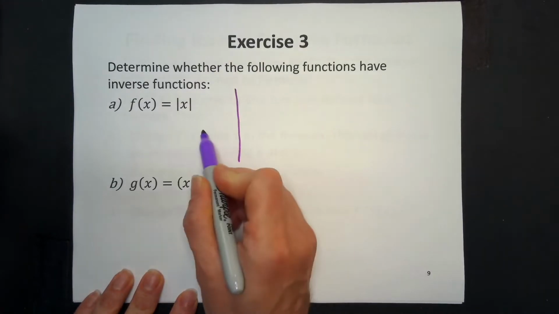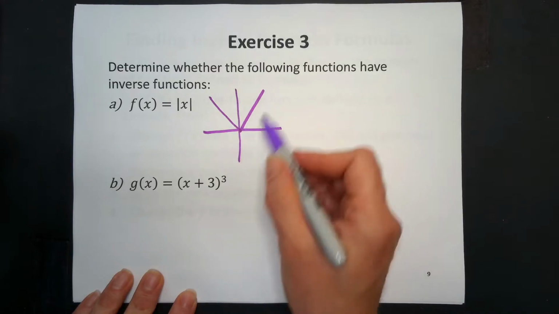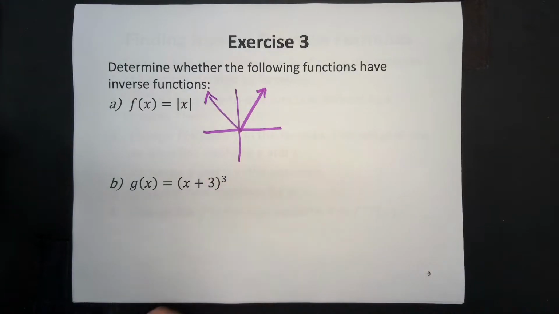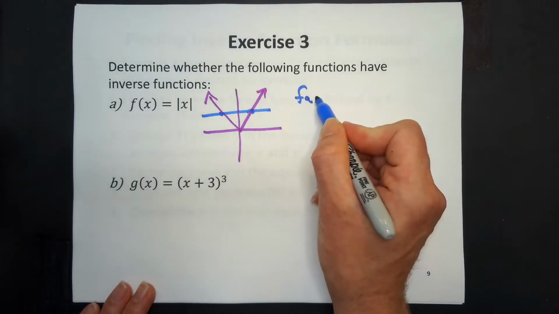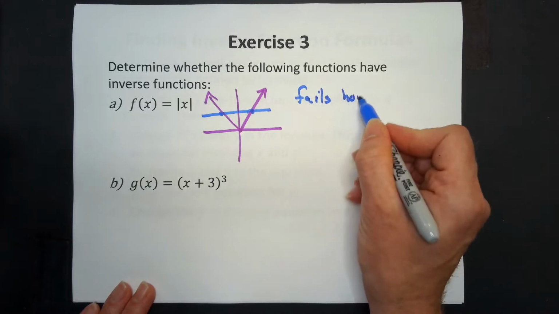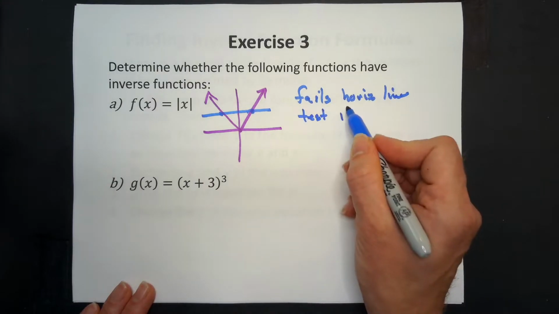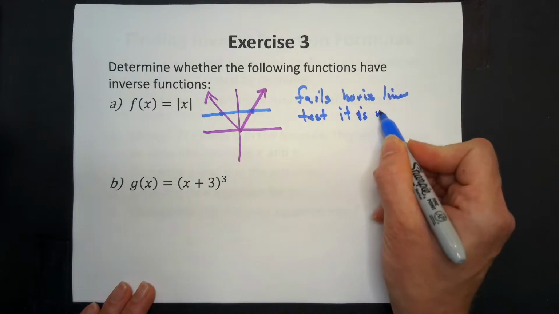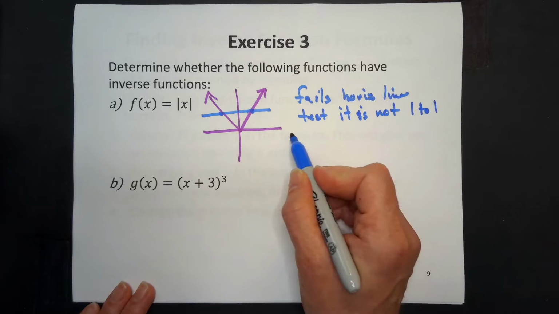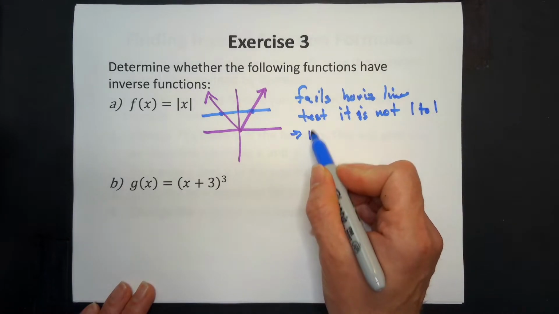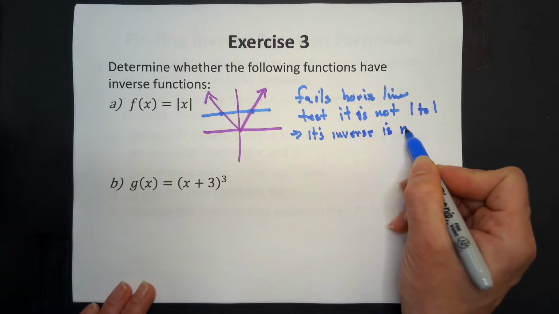If we look at the graph of the absolute value of x, there's that V shape here. Well, we can see right here, if we draw a horizontal line, it fails. So it fails the horizontal line test. It is not one-to-one. In other words, its inverse is not a function.